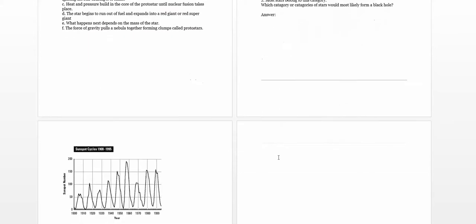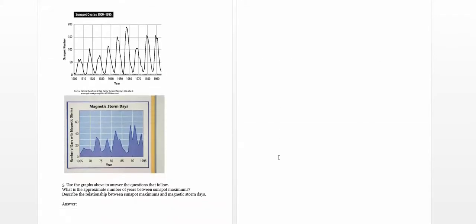The next question on this particular one is really the exact same thing you did with the sunspots. Here is the graph, and you actually reproduce this, and you determine from the graph there's about a 10 to 11 year gap between the solar maximums, and that these solar magnetic storm days here, in fact this is the same one that you did in class, kind of correlate to the peaks here. So there's a definite correlation there.